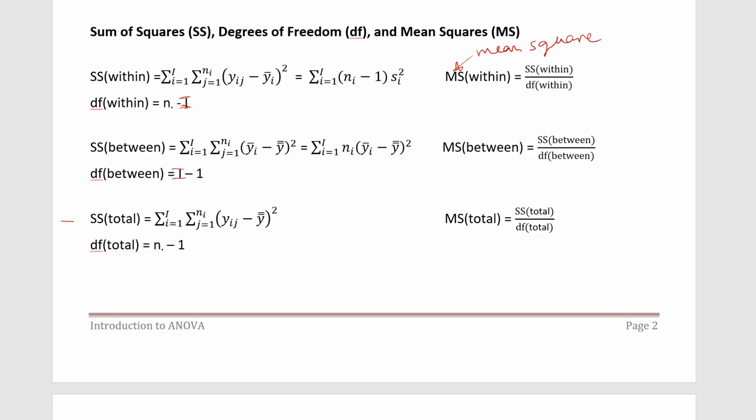And the last one is the sum squared total. And the sum squared total, again, is the same thing we thought of in regression. It's the distance from the individual observations all the way to the grand mean, squared and added up, over all the observations and all the treatment groups. And the degrees of freedom for this one is n dot minus 1. So the total sample size minus 1. And again, the mean squared is the sum squared divided by its degrees of freedom. So the mean squared total is the sum squared total divided by the degrees of freedom total.